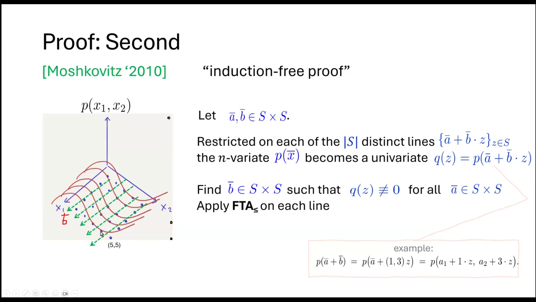And we have only 5 lines, so we'll have basically S, which here is 5, the size of S5 times D, to cover all the roots, to bound the number of roots. The trick here is to actually find this B. It's not hard to find this B, such that for all a QZ is non-zero, namely over all of these lines, the polynomial restricted to these lines is non-zero.